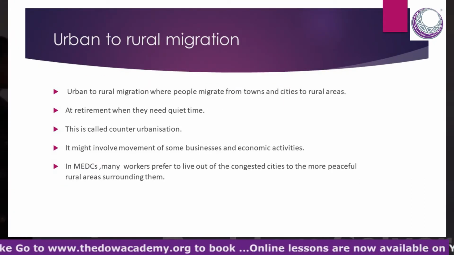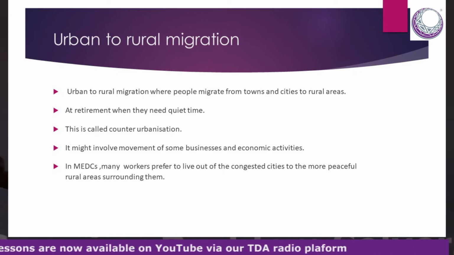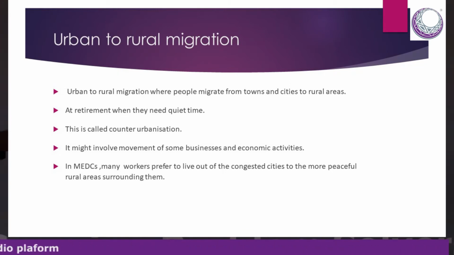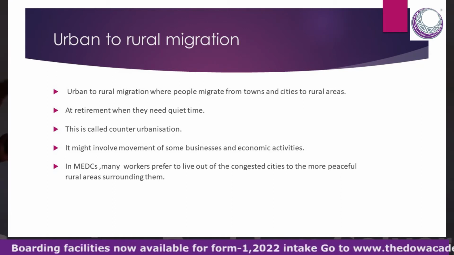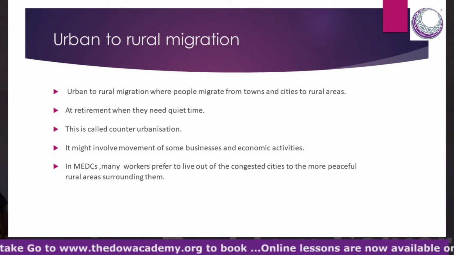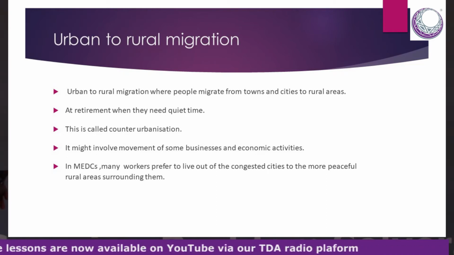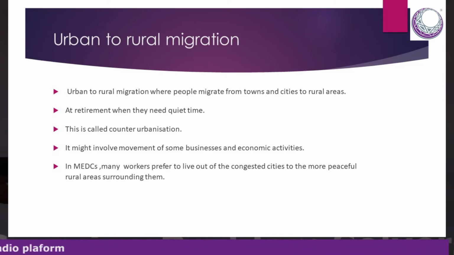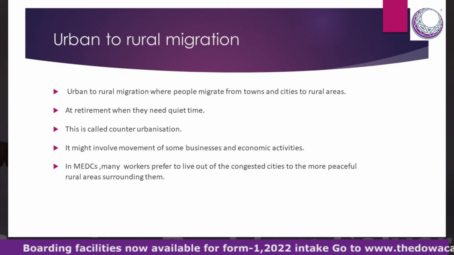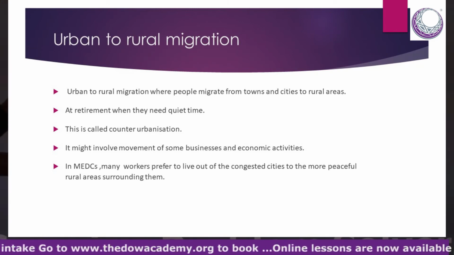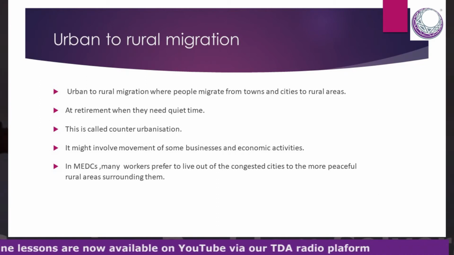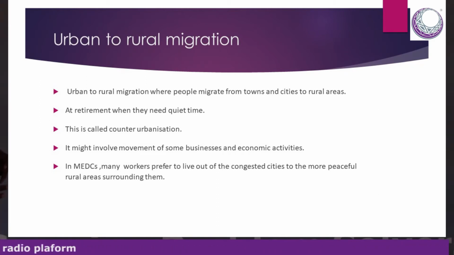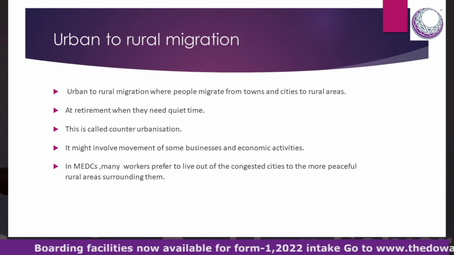Then we've got urban to rural migration, people moving to urban areas to rural. Urban to rural migration is where people migrate from towns and cities to live in rural areas. They do that usually at retirement. They need a quiet time, so they move to the villages from towns. Even the cost of living is high in urban areas, so they would rather save whatever they have and live a quiet life in the rural areas and enjoy the peace.